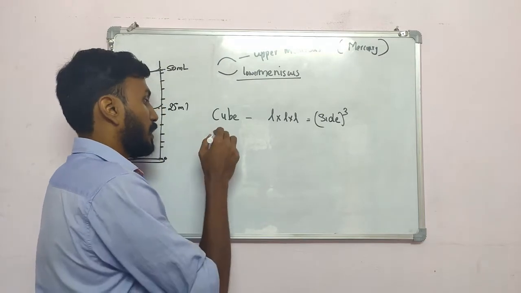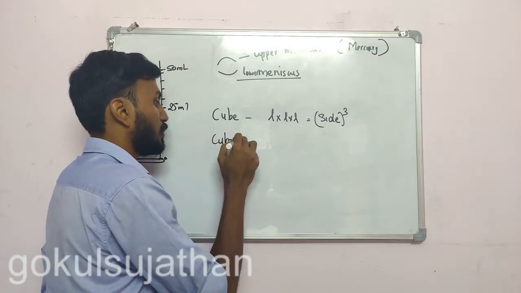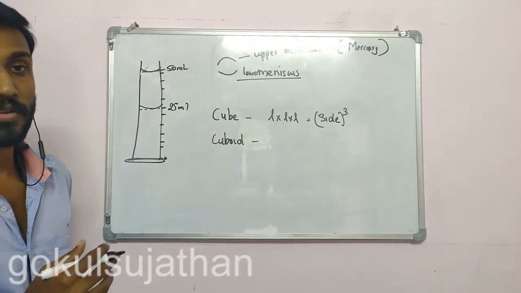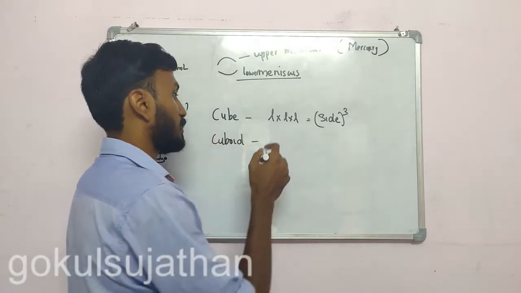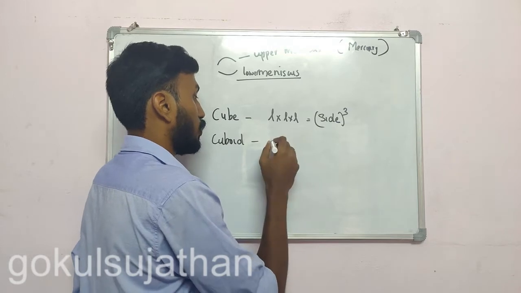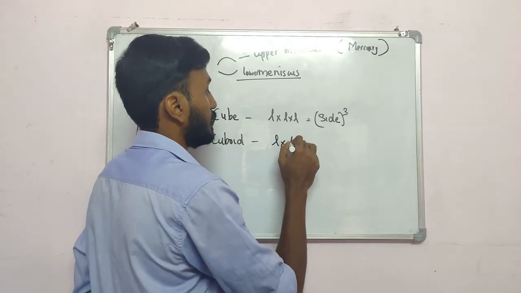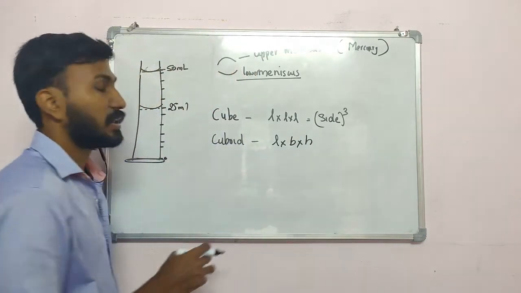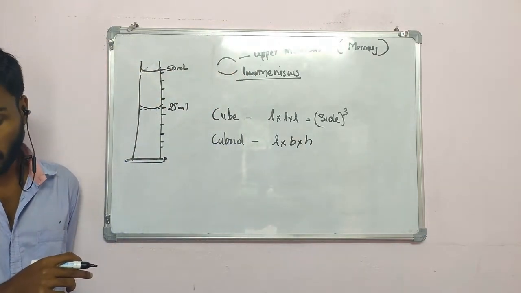In the case of a cuboid, എന്ന് പറഞ്ഞാൽ ലെങ്ത് സൈഡ്സ് ഡിഫറെന്റ് ആയിട്ടുള്ള 3-dimensional സ്ട്രക്ചർ ആണ്. In the case of a cuboid, to calculate the volume, we have to multiply its length into breadth into height. It is the formula for finding the volume of a cuboid.